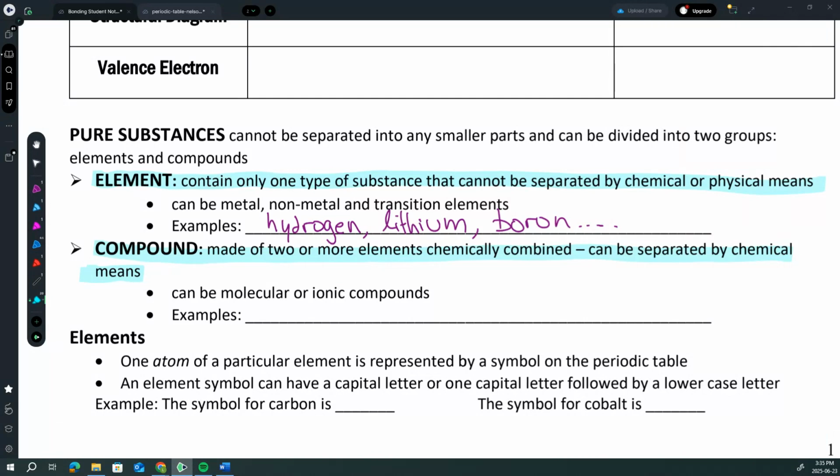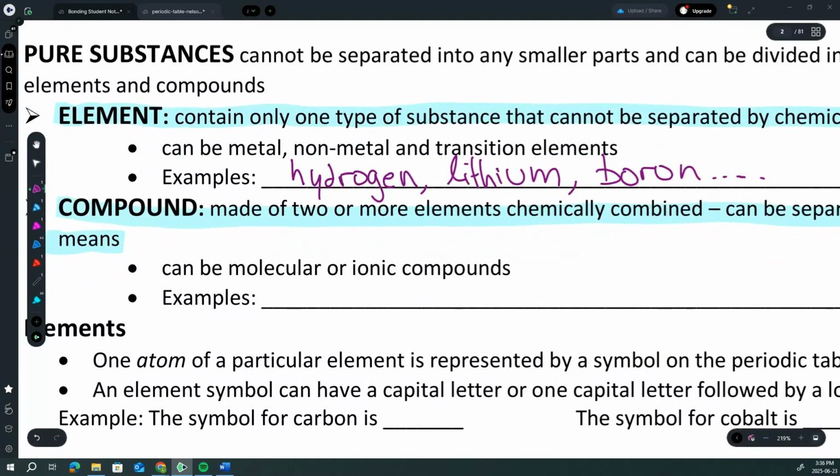Now, we have two types of compounds: either molecular compounds, which are formed by two or more nonmetals bonding together, or ionic compounds. An ionic compound is formed when you have a metal bonded to a nonmetal. So some examples of compounds would be sodium chloride, or NaCl. I'll write the chemical formula and then I'll write the name.